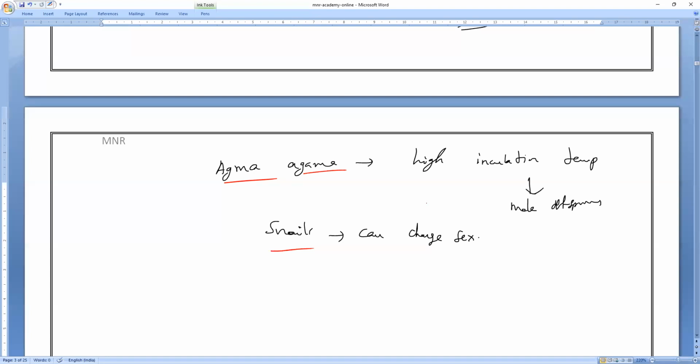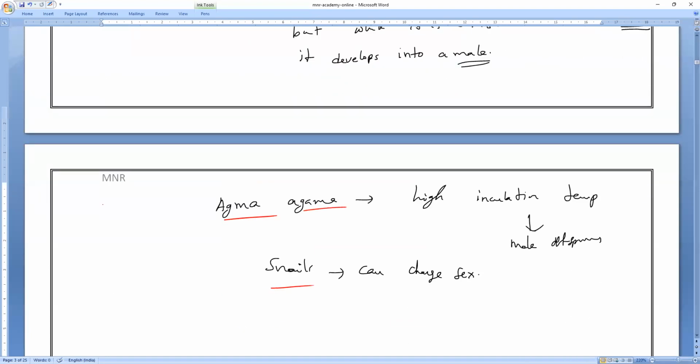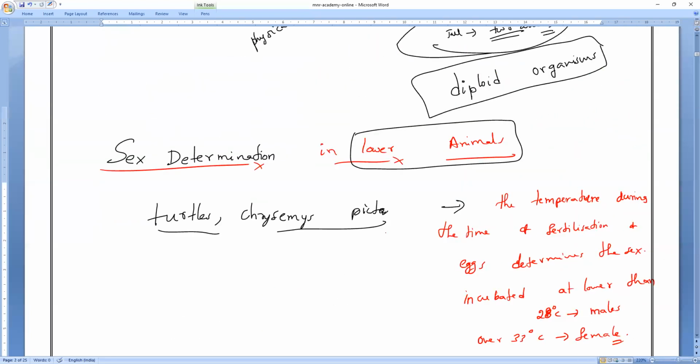Suppose, see, in the lizard, high temperature leads to what, guys? Male offspring. But in turtles, it will lead to what? Female. So high temperature means female and low temperature means male in turtles. Sorry for that, one more thing: turtle has a scientific name, Chrysemys picta. Chrysemys picta is another name of the turtle. So that is what you have to remember.